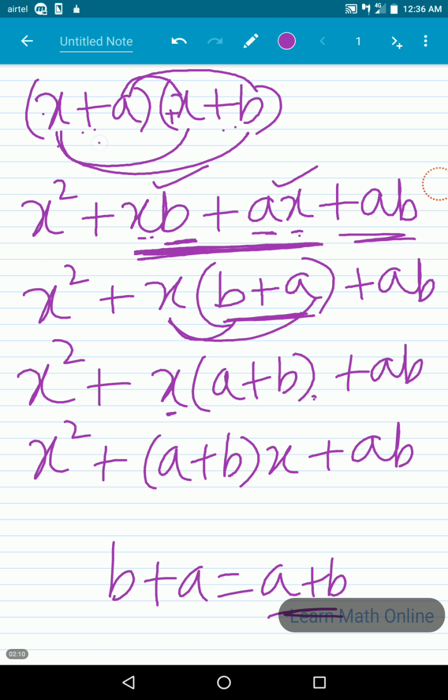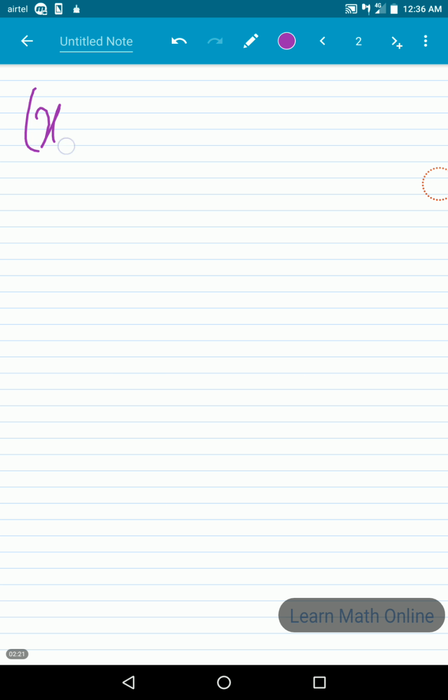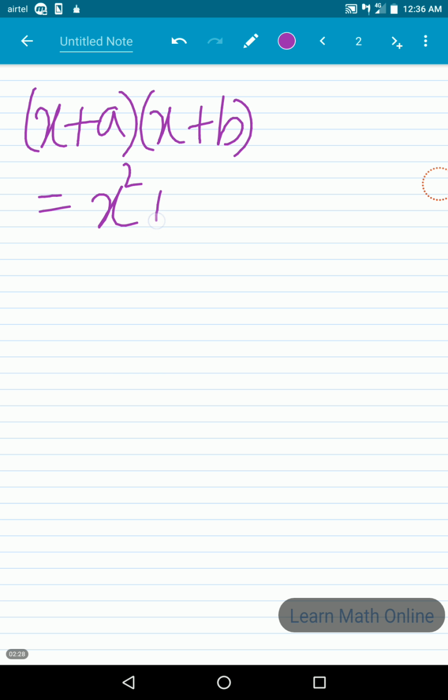If we multiply x plus a with x plus b, we will have x square plus a plus b into x plus ab. So x plus a multiplied by x plus b will give us x square plus a plus b into x plus ab.